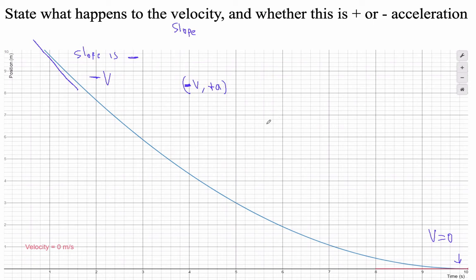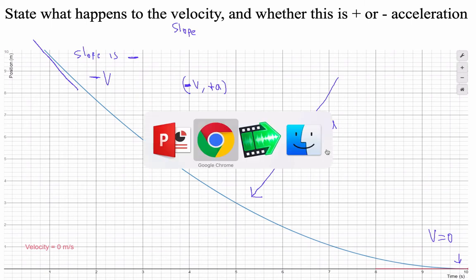Another way to tell that it's positive acceleration is to look at the concavity. This thing is concave as seen from the top, which means it's positively concave, which means it's positive acceleration. Okay, now let's just take a look at this because this is kind of fun.